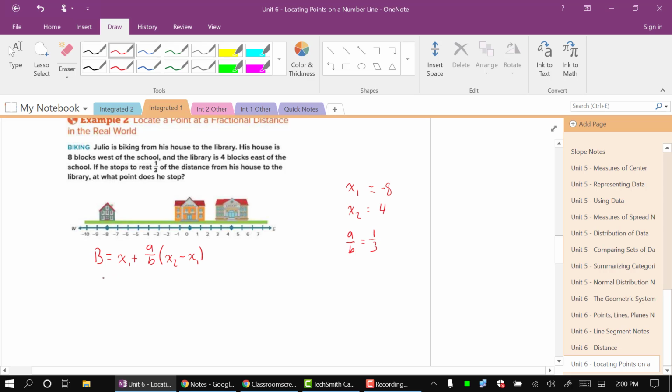So plug in the information that we have. x1 is -8, plus a over b, which we said was 1/3, times x2, which is 4, minus -8. So simplify what's inside of here. This gives me -8 plus 1/3 of 4 minus -8, which becomes 4 plus 8, which is 12. 1/3 of 12 is 4. So this gives me -8 plus 4, which is -4. So he stops right here at -4 on his bike path.